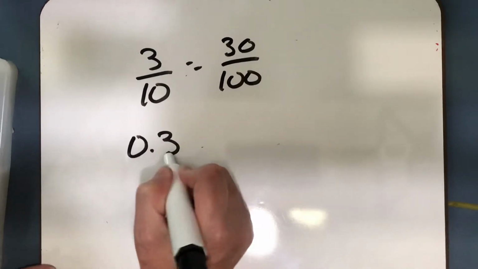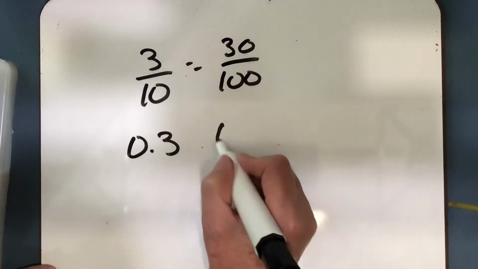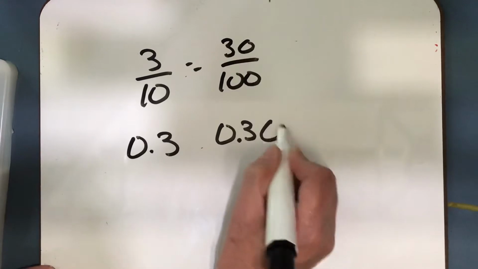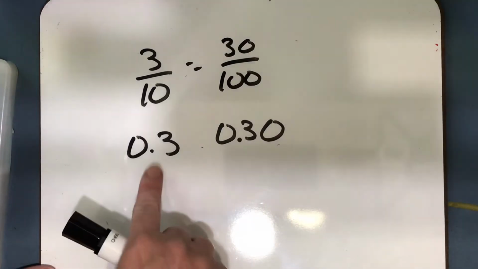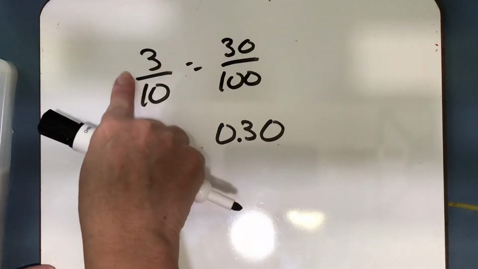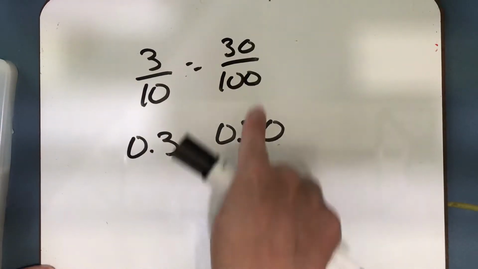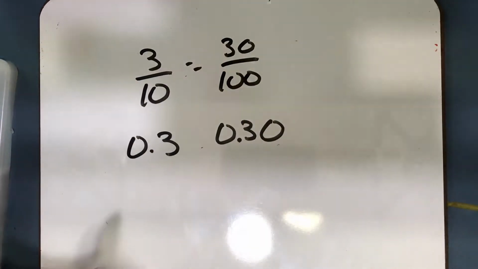This would be 3 tenths and this would be 30 hundredths. Notice my decimal point comes before the 3 in both of those. This is read 3 tenths, this is read 3 tenths. This is read 30 hundredths, this is read 30 hundredths.